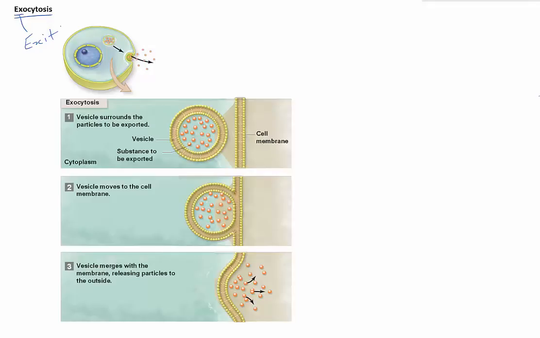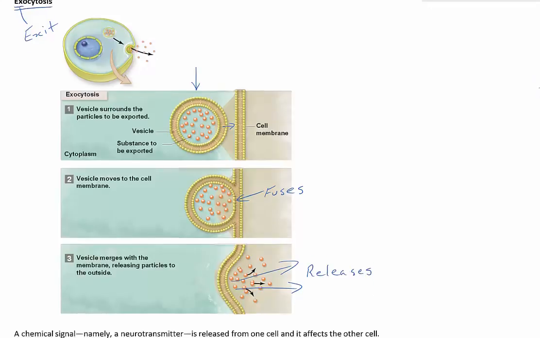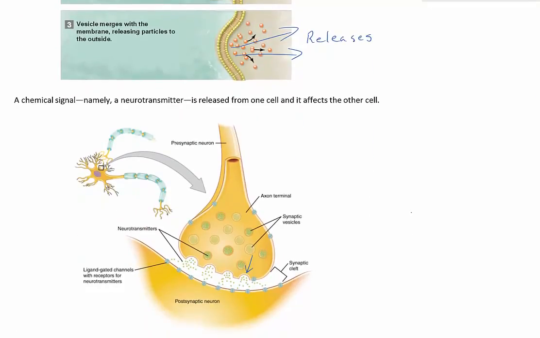In this process, a small membrane-bound vesicle, which is in the cytoplasm, moves towards the cell membrane. When it gets there, it actually fuses with the cell membrane and then finally releases the substances that were inside the vesicle out of the cell. So an example of that is when the tip of a neuron cell releases neurotransmitters which then stimulate or inhibit impulses in a neighboring neuron cell.